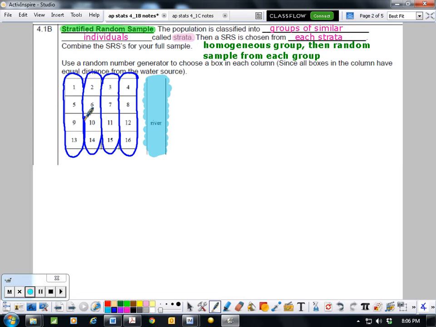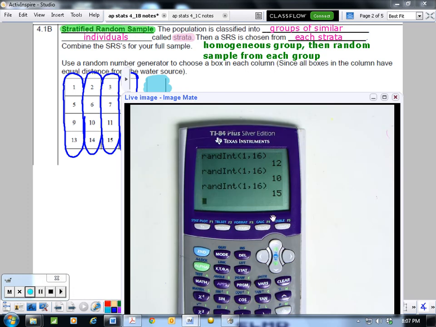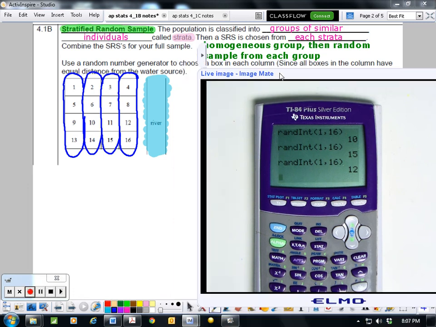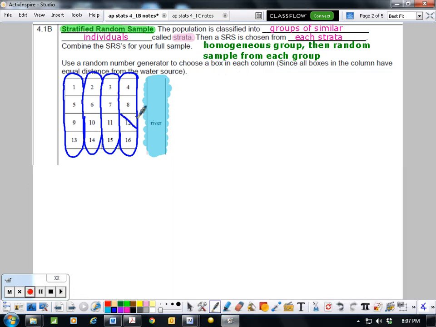So we're going to go ahead and grab our calculator. And I'm going to do a random sample again. So I'm going to do that random integer, and I get the number 12. So I'm going to come back over here and mark off 12. And now I have 1 from that column. So now I'm not going to pick any more from that column. So if another number from that column pops up, I'm not going to pick it. I want 1 from each column.